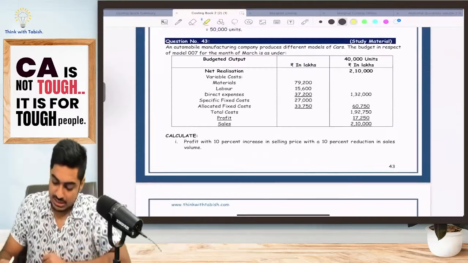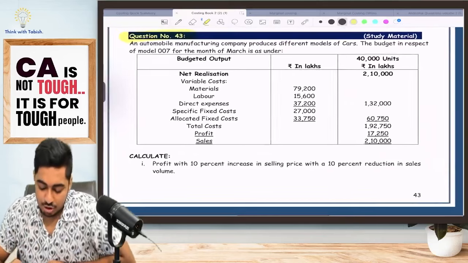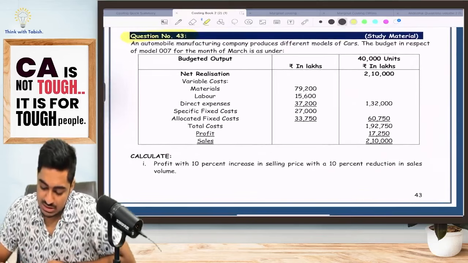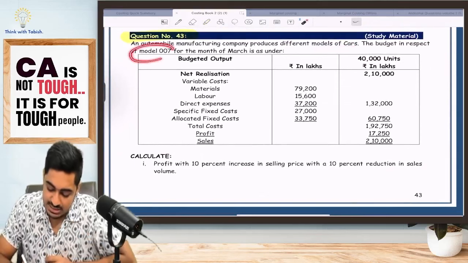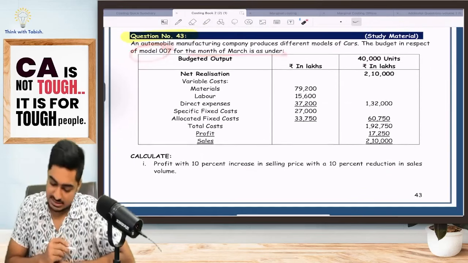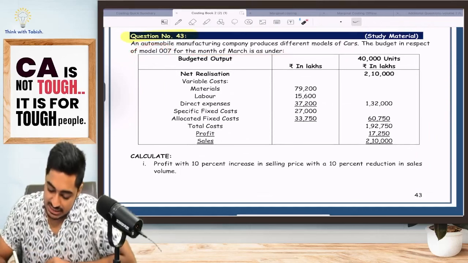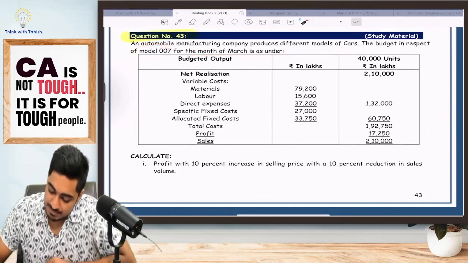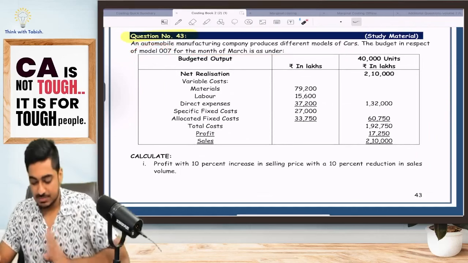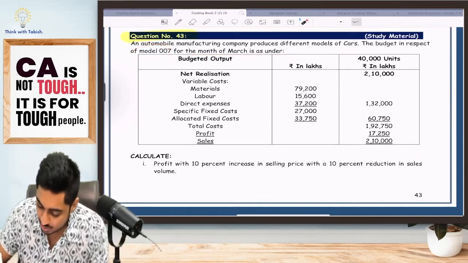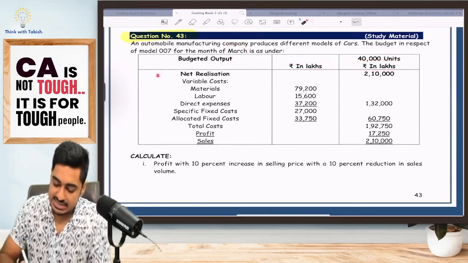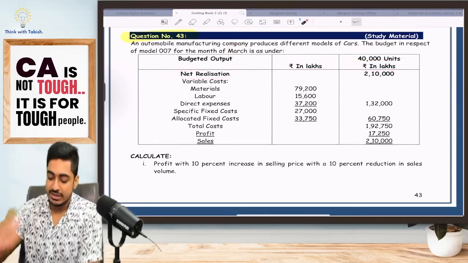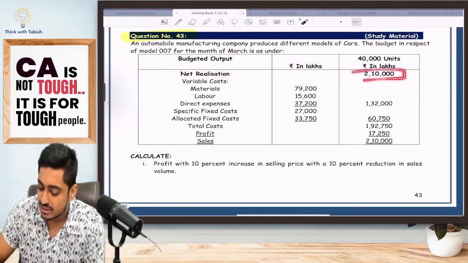Question number 14. Again a beautiful question. Pay attention. An automobile manufacturing company produces different models of car. Budget in respect of model 007 for the month of March is as under. Next month, how many units am I planning to produce? 40,000 units I am planning to produce. All amounts given are in terms of lakhs. Net realization, ultimately how much amount will I be getting? I will be getting 2,10,000 rupees.